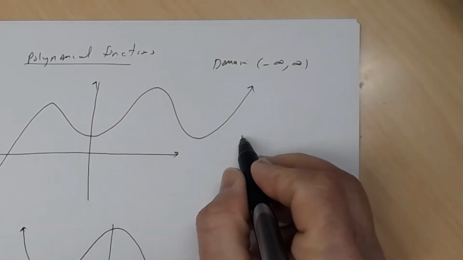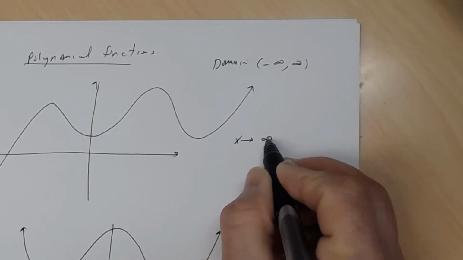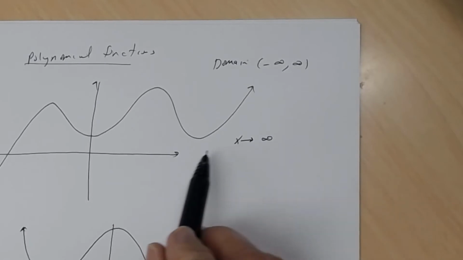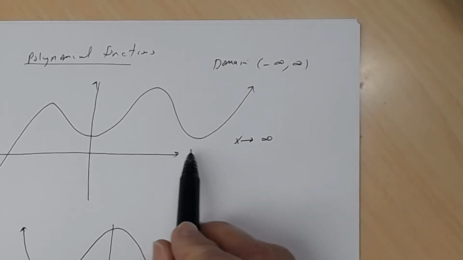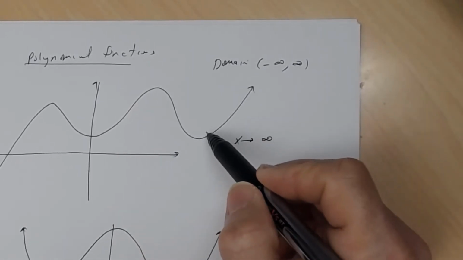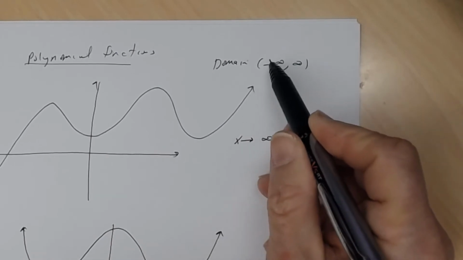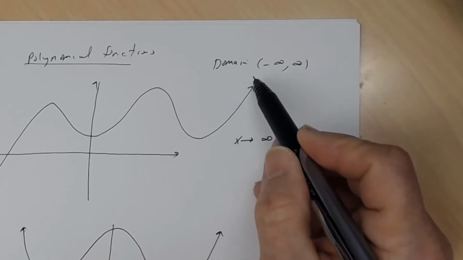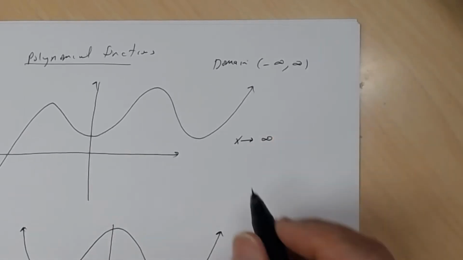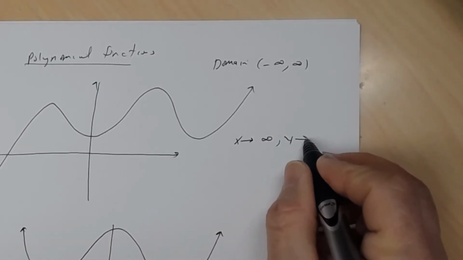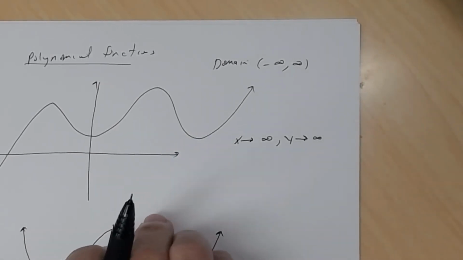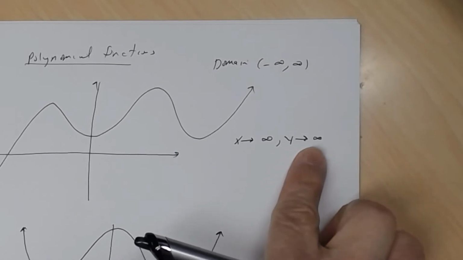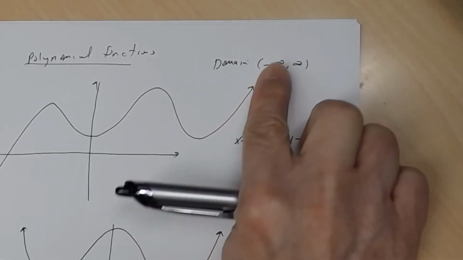All right, so as x goes to infinity, so as x gets bigger and bigger and bigger, what's happening to these y values? Well, your y values are increasing. They're going to infinity. So y goes to infinity. For this graph, that's what's happening. So as x goes to infinity, as x gets bigger and bigger, your y values go to infinity.